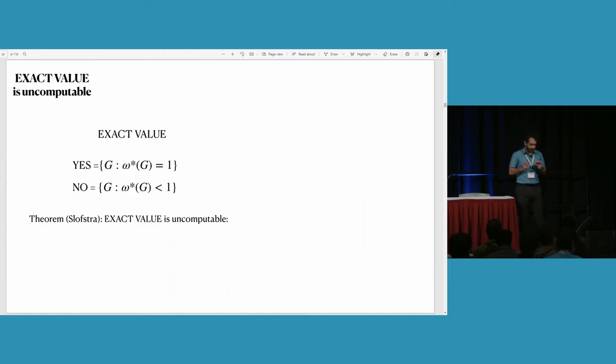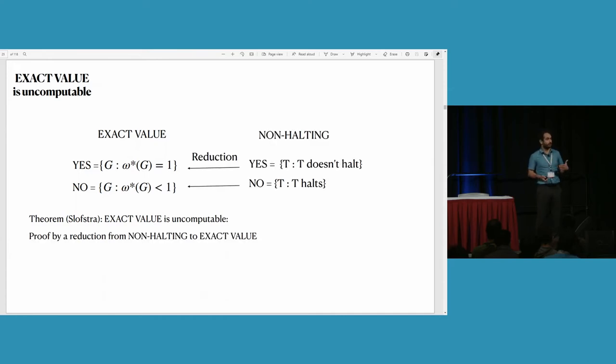Now, I'm going to define for you a problem that we're going to see a lot for the rest of the talk. It's called the exact value problem. It's another decision problem. The yes instances are all those games that have value 1, and the no instances are games with value strictly less than 1. Slofstra showed that exact value is uncomputable by a reduction from the non-halting problem. I hope knowing that this reduction exists, it is clear to you that exact value is uncomputable. For if I could solve exact value, then I could immediately solve non-halting, and we know that that's not possible. So that is the content of this theorem.